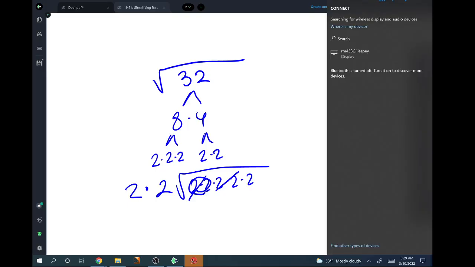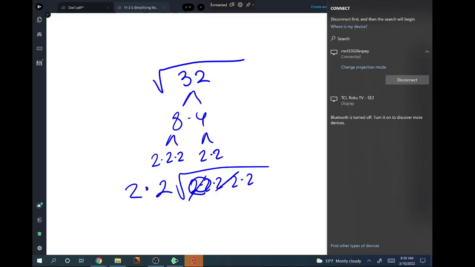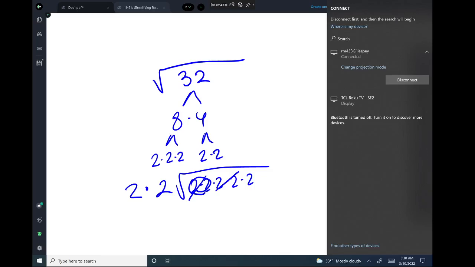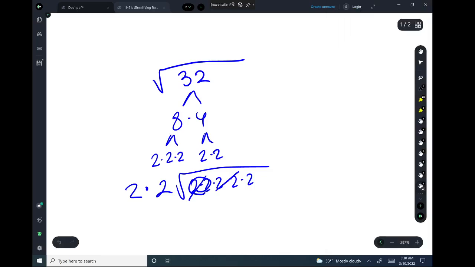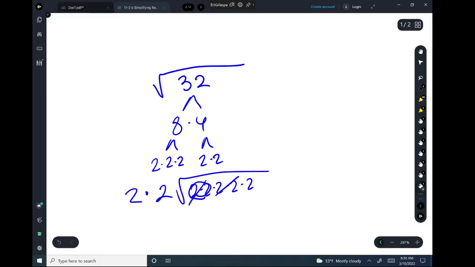So you're looking for pairs of 2s. All right, so 32 breaks down to 2, 2, 2, 2, 2, right? Take out 2 pairs of 2s, and you have what? 4 square root of 2. That's the simplified version of it, yeah?